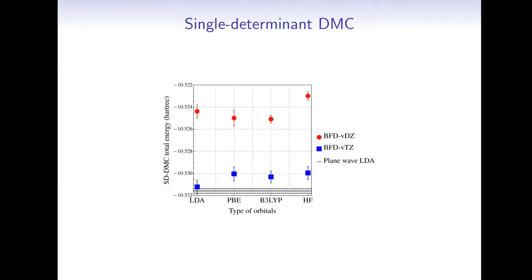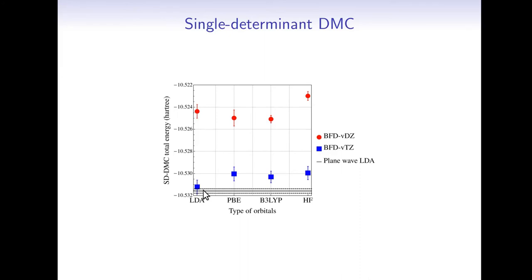Now it's interesting to compare with what people do. We made quite a number of comparisons and studies, and I just show you some of the main results here. I don't want to spend too much time on all these numbers, but here it's interesting because this is a single determinant DMC. So you make DMC with DFT nodes, and you change the type of orbital. This is the result for the LDA orbitals, orbitals from PBE, B3LYP, and the Hartree-Fock orbitals. And you also change the basis set. Here it's a double zeta basis set. Here it's a triple zeta basis set.